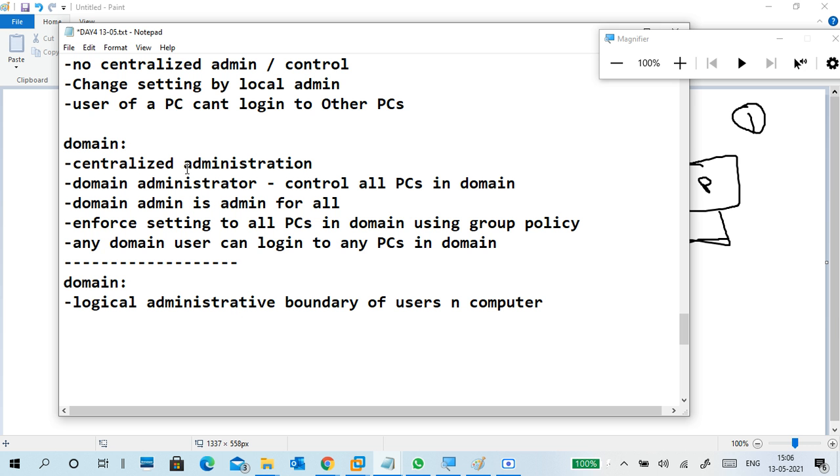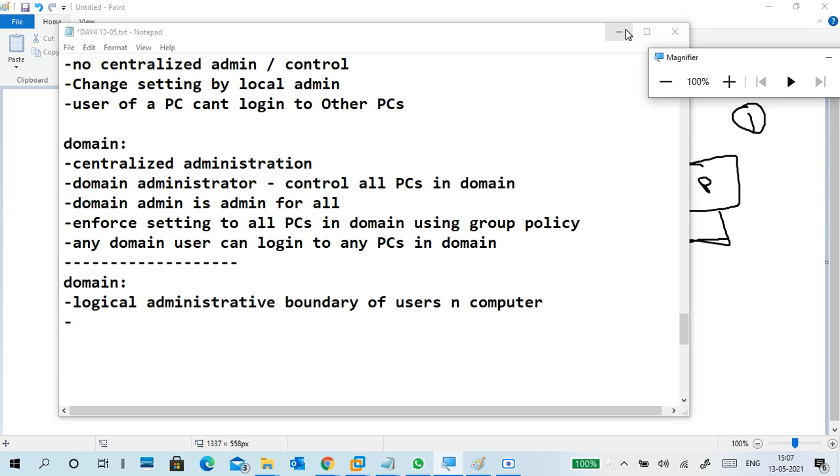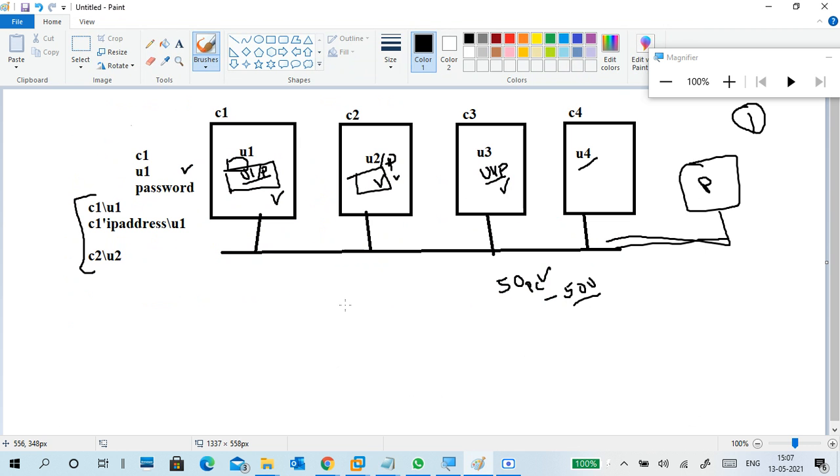Okay. A domain is a centralized administration. It's a logical administrative boundary of users and computers. We use a domain controller as a server to provide services. And other things also we will discuss. What is the advantage of using a domain in large enterprises?